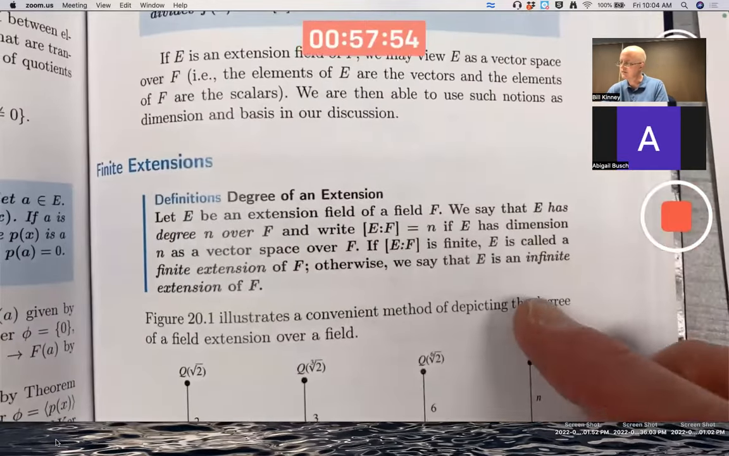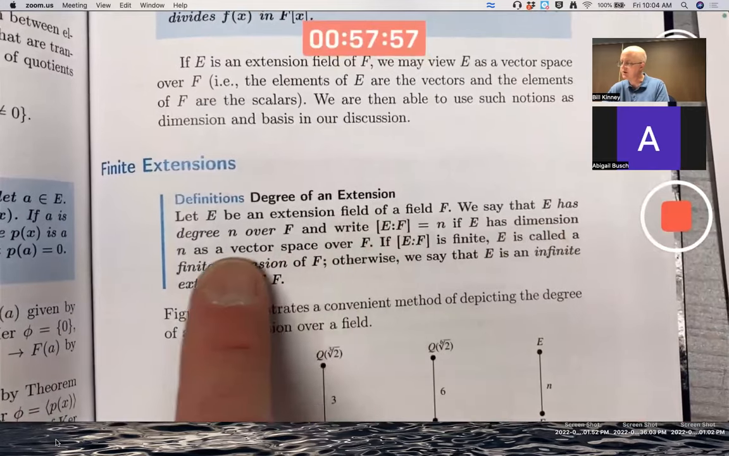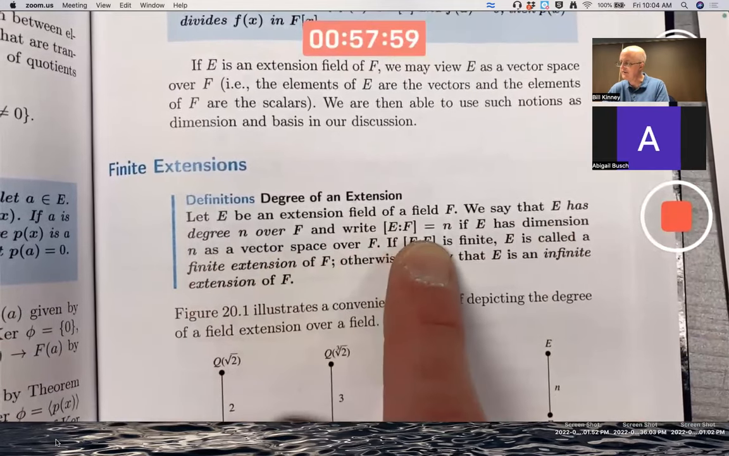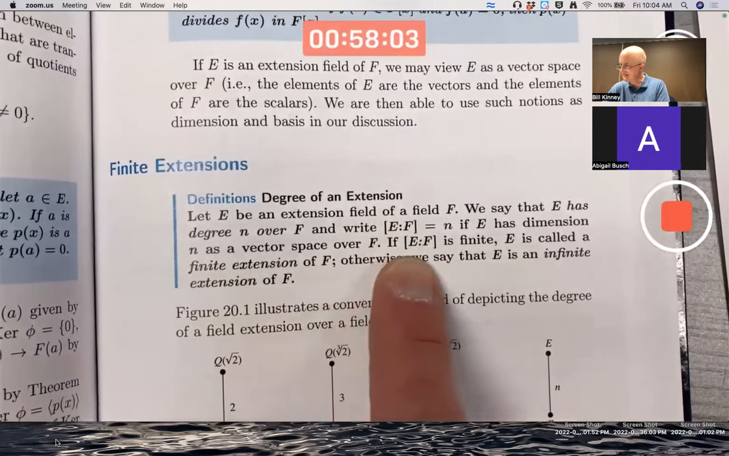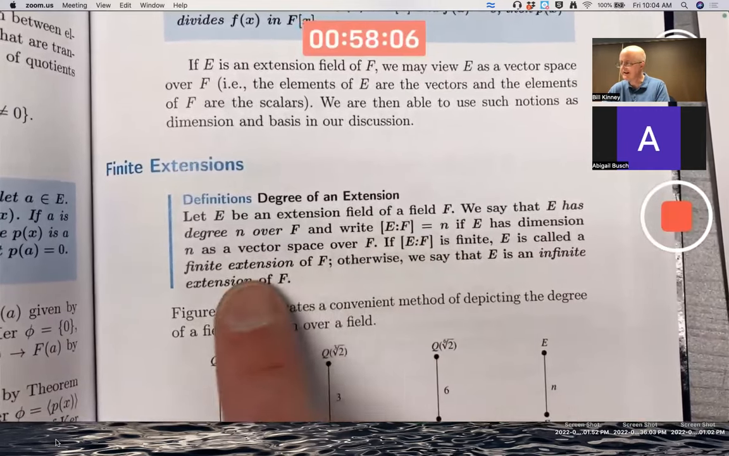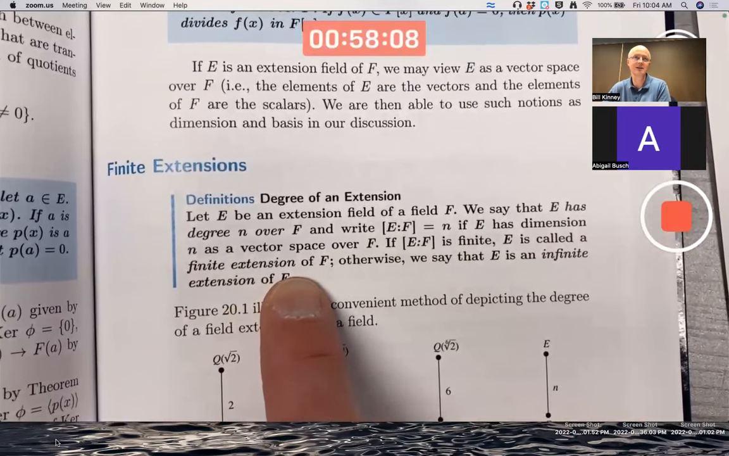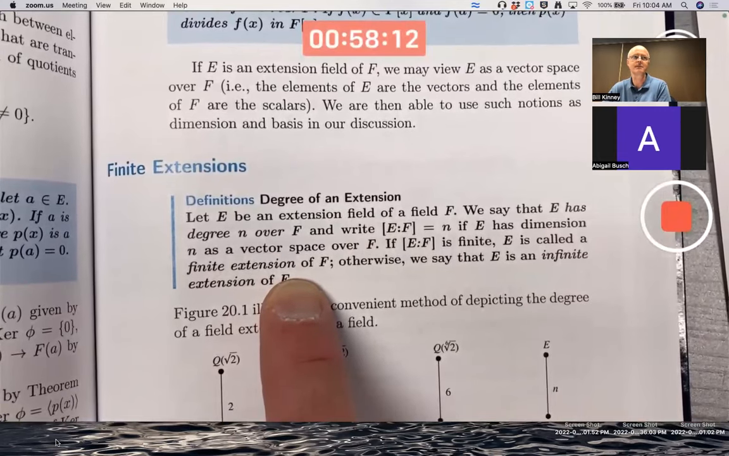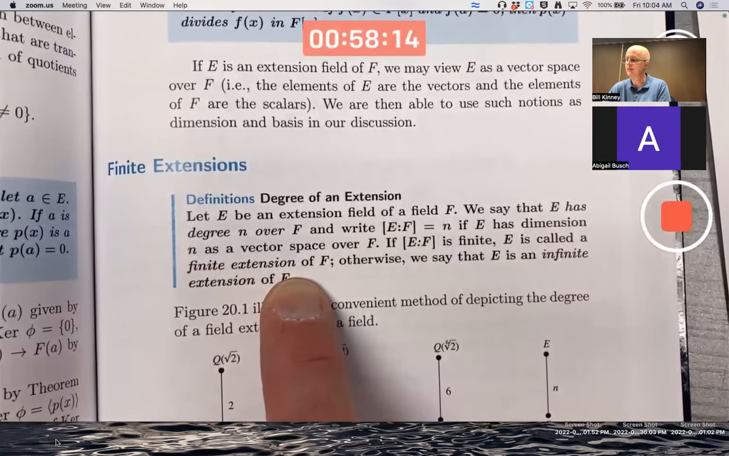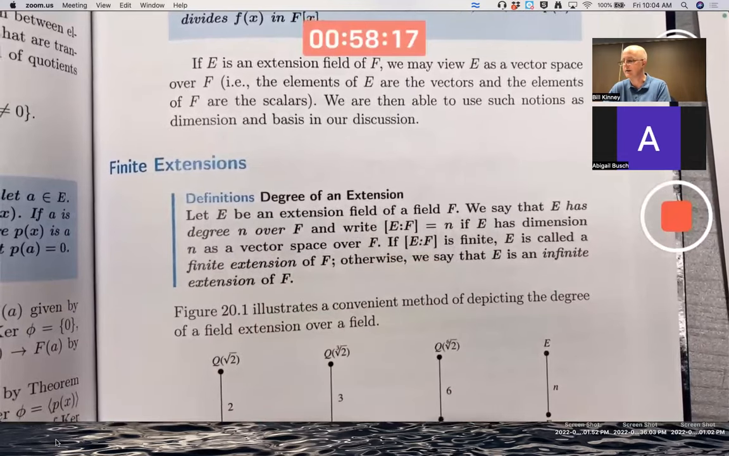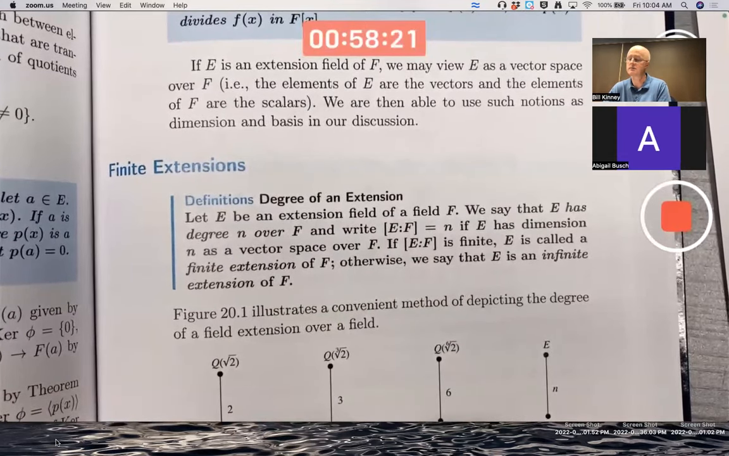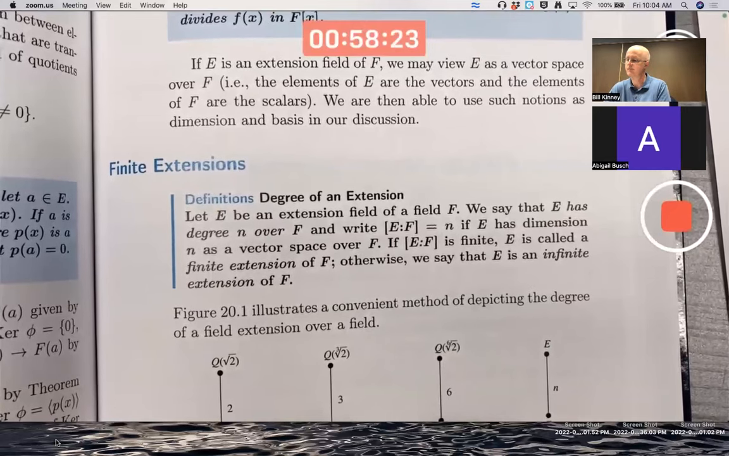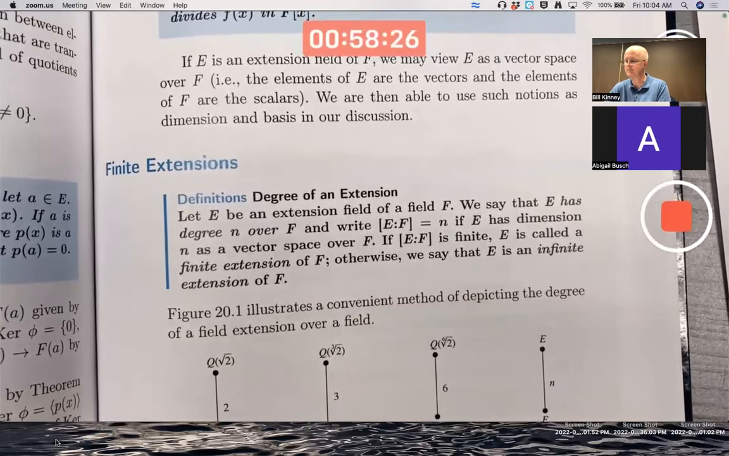This definition. E has degree n over F, and we write that if E has dimension n as a vector space over F. If that dimension is finite, E is called a finite extension. It doesn't mean E is a finite set. And it doesn't mean E is obtained from F by adding just a finite number of elements. It means exactly what it says here. The dimension of E as a vector space over F is finite. There's a finite basis. Otherwise, you say it's an infinite extension.